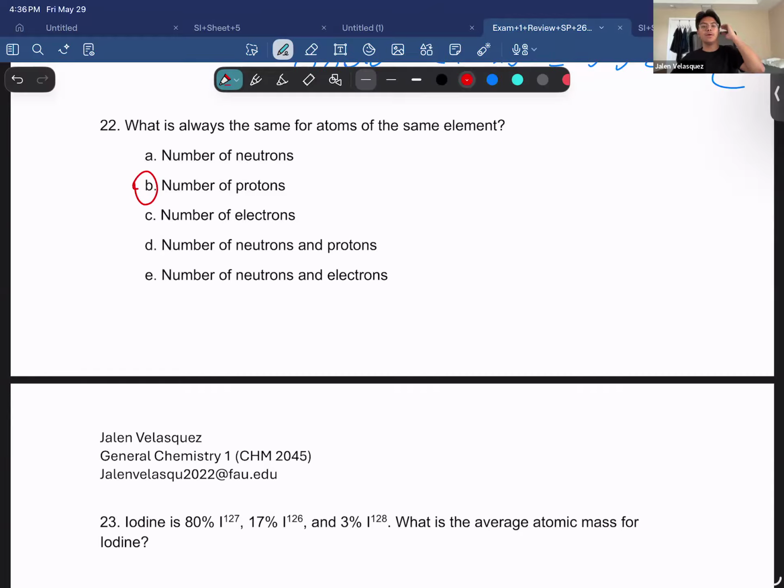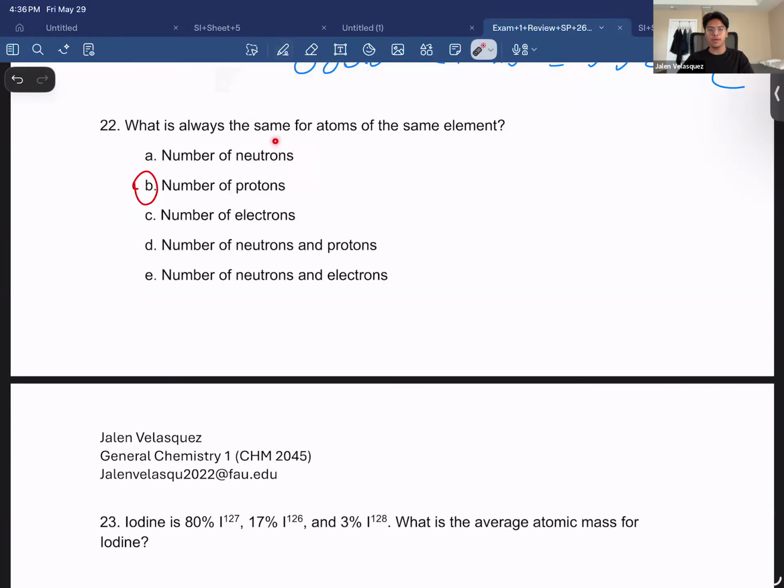Remember that the atomic number is just how many protons it has, right? So if you change the protons, you're changing the atomic number, you're changing the element. Okay. The neutrons, we know that's not always the same, right? Because we have isotopes. We have atoms of the same element that have different masses. And electrons, we also know is not right because when you change the number of electrons, you get ions, right?